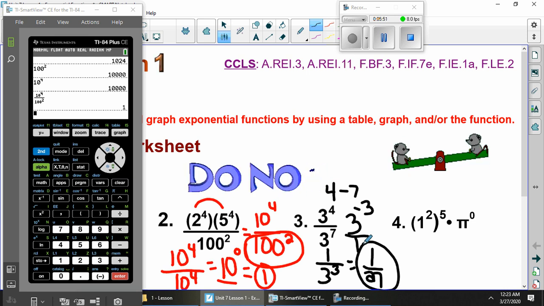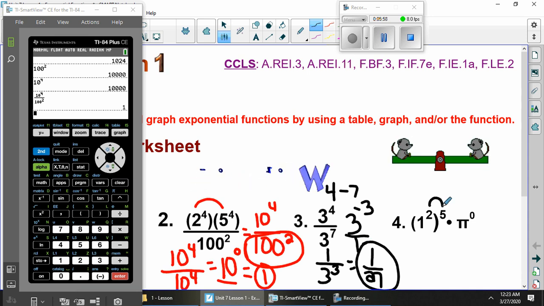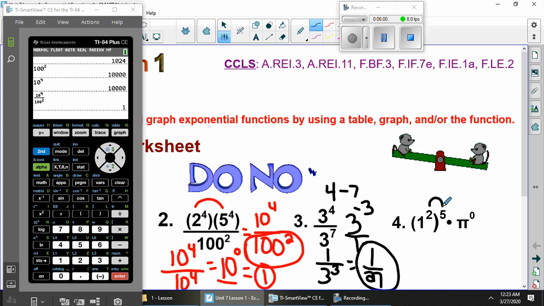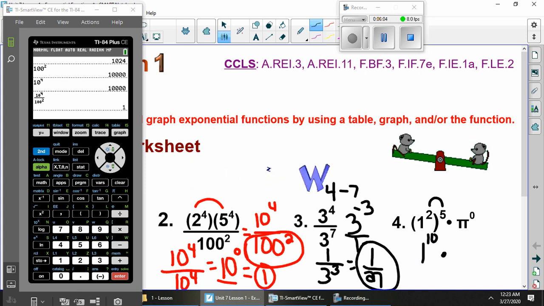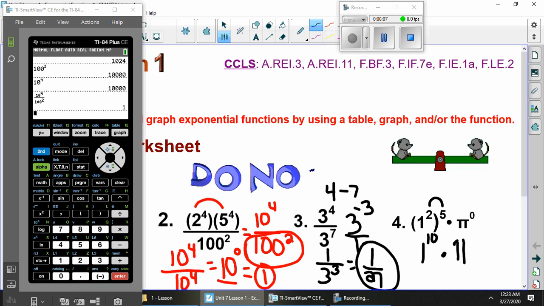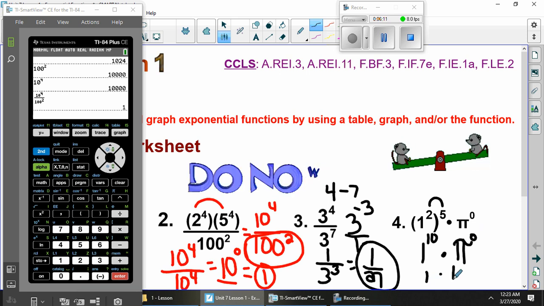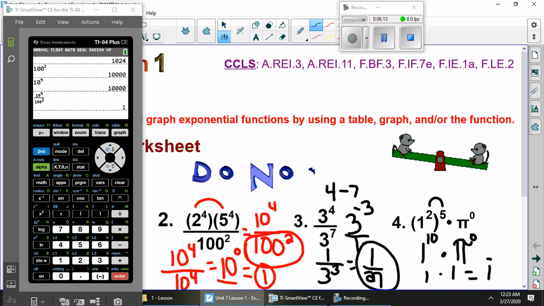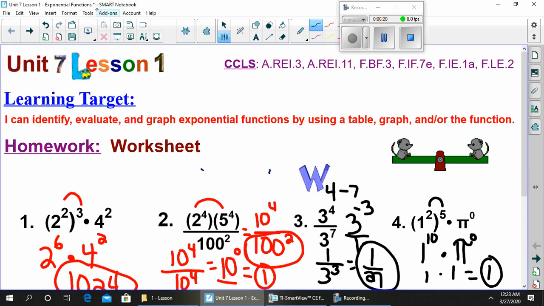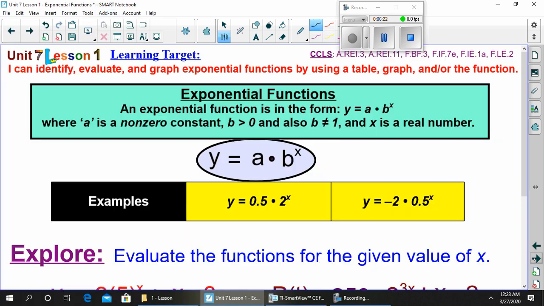Right? And let's just do this one. I love this one, but you know, 1 to the 2nd to the 5th. You remember back-to-back exponents, you multiply them. This is 1 to the 10th power times pi to the 0 power. Anything to the 0 power is 1. 1 to the 10th power is 1. Anything to 0 power is 1. So the answer is 1. All right, and that's about it. Get this out of here and going on to the next page, I think.